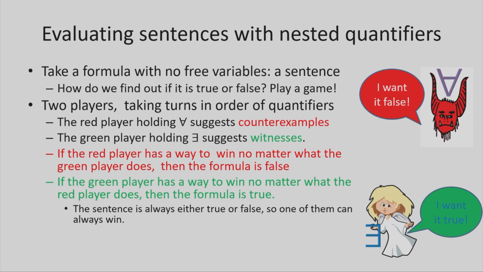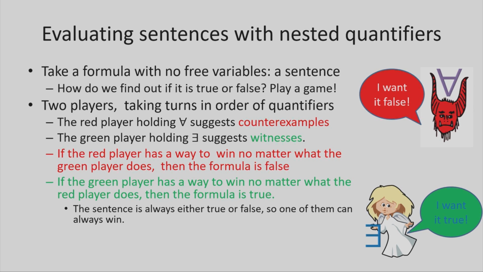whenever she gets her turn to play on the existential quantifier, she will try to find a value of that variable that's a witness for which the formula will be true. So now, whether the formula is true or false depends on who has a sure way to win. Since the formula is always either true or false, then at least one of them has a way to win no matter what the other player is doing.